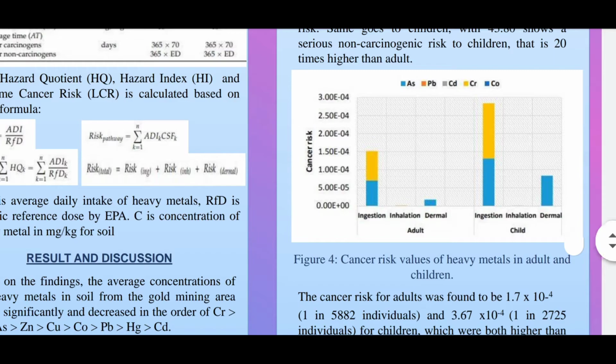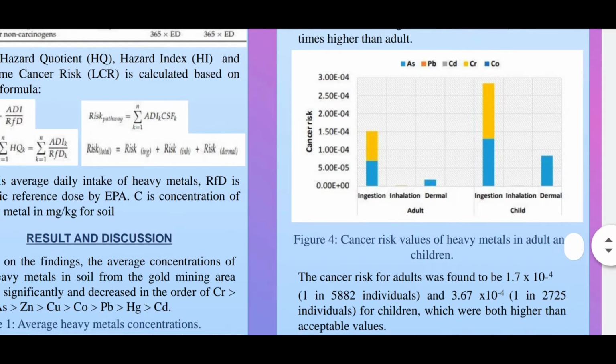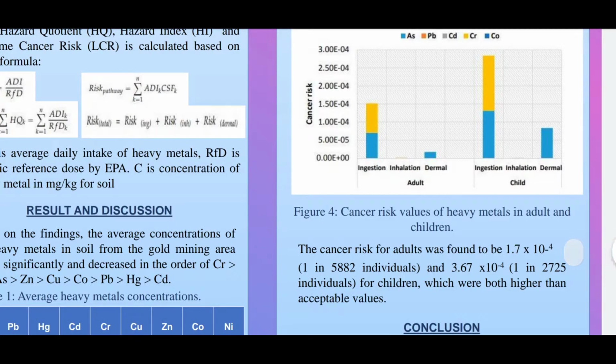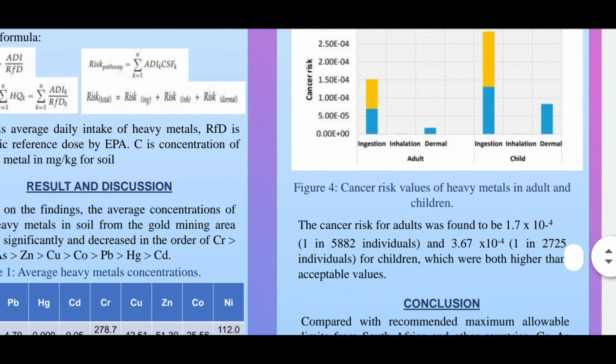For the carcinogenic risk, we can see on this figure that LDAT was found to be susceptible for about 1 in 5,882 individuals, while in children, 1 in 2,725 individuals, showing that children have a higher risk of getting cancer.